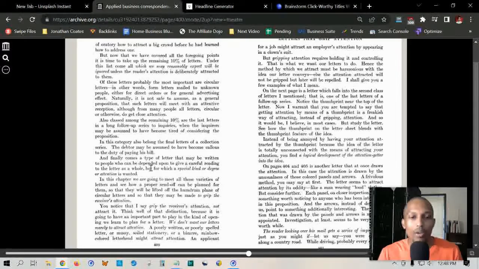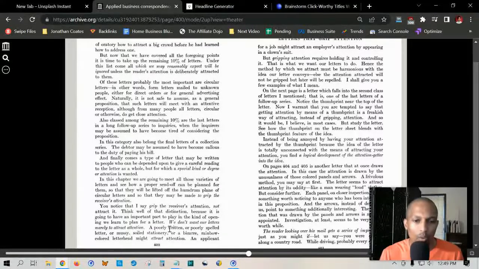After he explains why it's so important to have your letter and all of your content created first before you create your headline, you'll notice that he says grip the receiver's attention, not attract it. So think about the distinction he's making here, because it's going to play an important part in the kind of opening that we're going to learn to plan for our letter. We don't want our letters to merely attract attention. We want to grip the attention of our readers.